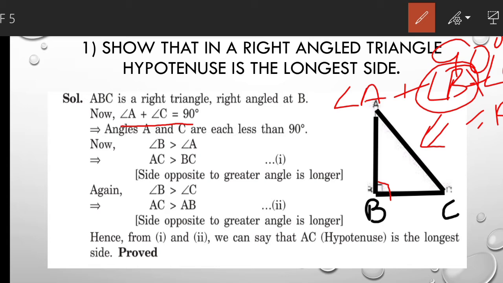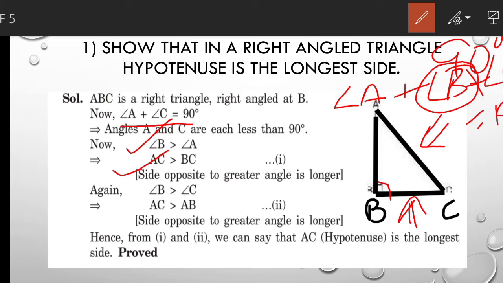Angle A and angle C are each less than 90. If their sum is 90, then obviously angle A and angle C individually are less than 90. So we can say angle B is greater than angle A. The opposite side of angle B is AC and the opposite side of angle A is BC. So we will write AC is greater than BC. The reason is, the side opposite to a greater angle is longer.